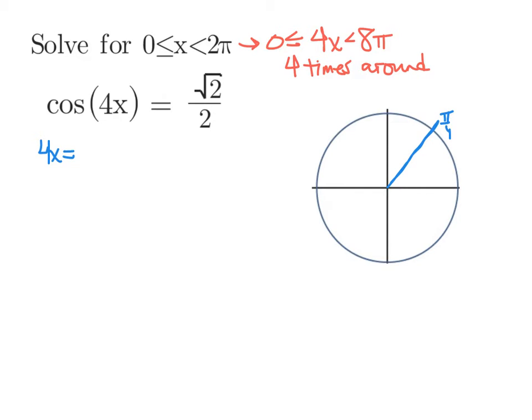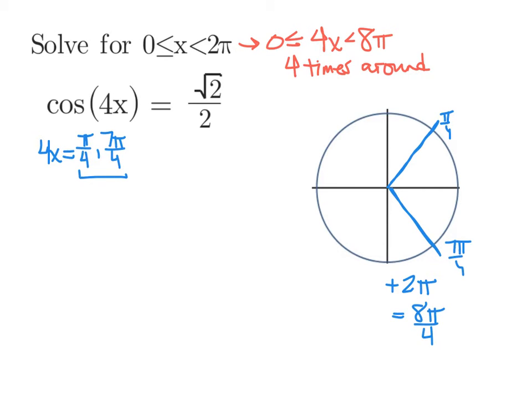And the other spot on the unit circle where cosine is also positive would be in the 4th quadrant, down here. The other pi over 4 that's in the 4th quadrant is 7 pi over 4. So these are our first 2 answers. Pi over 4 and 7 pi over 4. That's for one trip around the circle. We need to make 4 trips around. So for each of these angles, we need to keep adding another trip around the circle, 2 pi, which is, in fourths, 8 pi over 4.